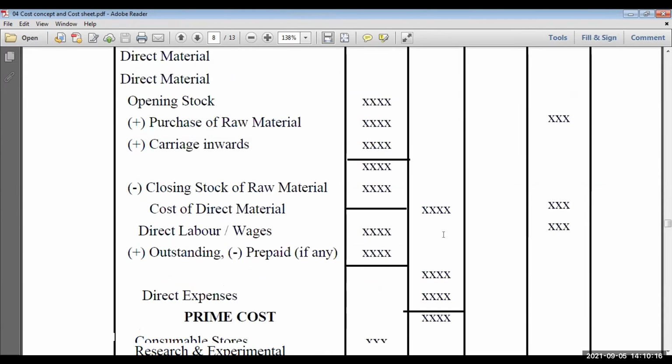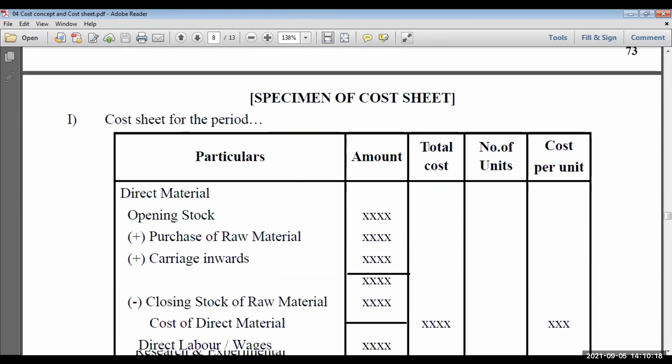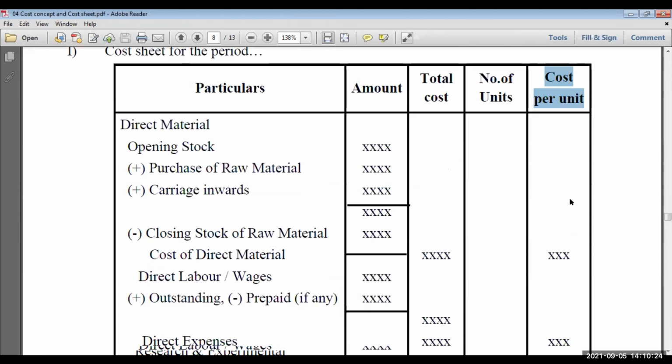If you do so, the result is called factory cost. Look at this. We have three columns. One is total cost, another is number of units, and then cost per unit. Cost per unit is nothing but total cost divided by number of units. Suppose your factory cost is 1 lakh and the number of units produced is 10,000. So 1 lakh divided by 10,000 is equal to 10 rupees. That's called cost per unit.